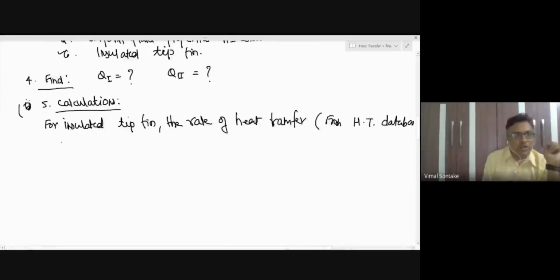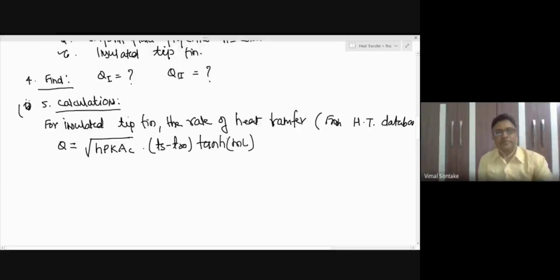So you can calculate this Q as, I am directly writing this formula, square root of hPkAc into (Ts minus T infinity) into tanh(mL). Okay, this is the formula given in the data book. You can refer, I can wait for 30 seconds.